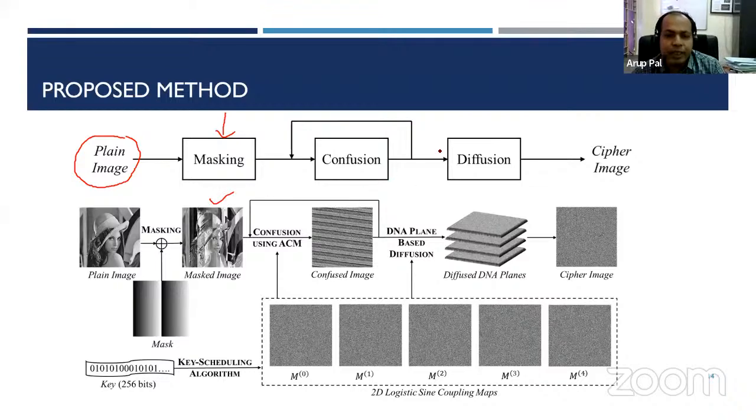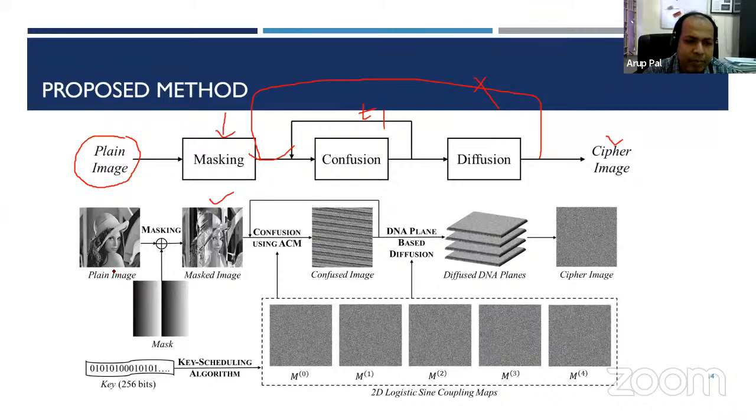Now here we perform the confusion operation T1 times, and finally we perform the diffusion only 1 time. That means we have not included this T2 times. So overall this process will be executed only T1 times, and finally you will get the cipher image. Okay, so these are the steps in this process.